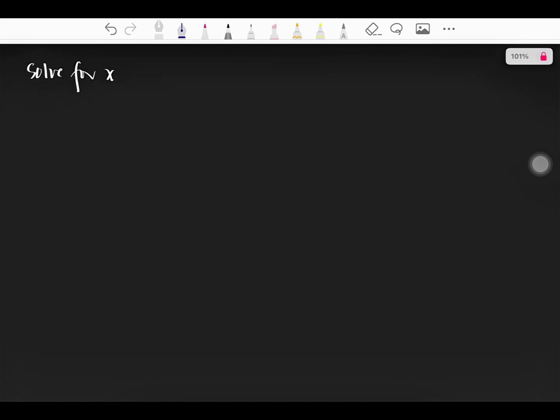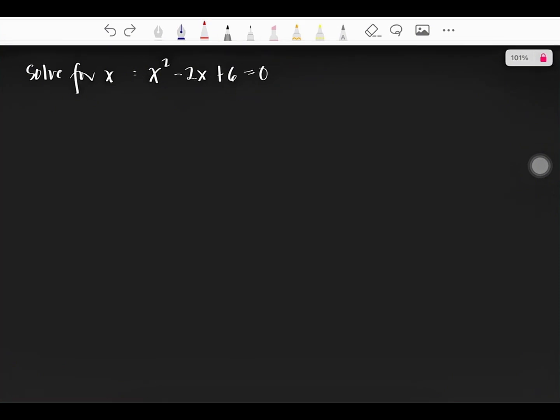So our first example is x squared minus 2x plus 6 is equal to 0. Now let's find the corresponding values of a, b, and c. So for our a, we have 1, and for our b, we have negative 2, and c is equal to 6. So let's try using our quadratic formula, which is x is equal to negative b plus or minus the square root of b squared minus 4ac, all over 2a.